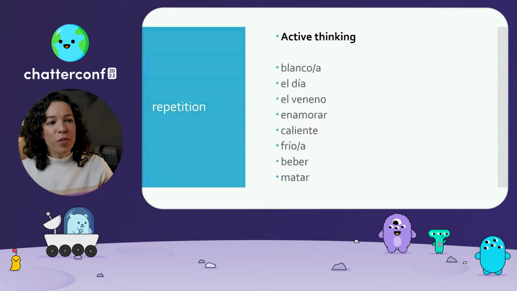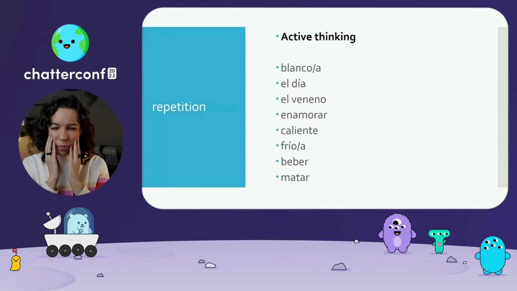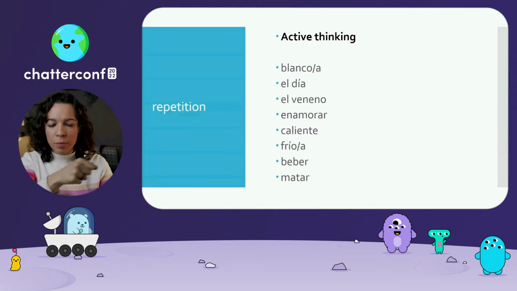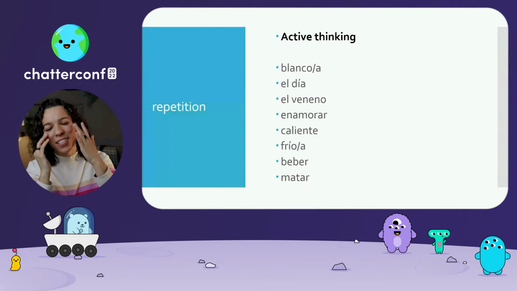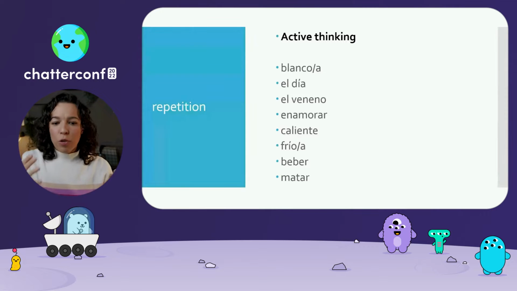But if I give you this, now I have to think. Okay, blanco, I think she meant a color. I think it was white. Yeah, it was the first thing. Día, day. Veneno, poison. Enamorar, heart, eyes. Yeah, that was to fall in love, maybe it was to like someone. So this way you have to actively think.